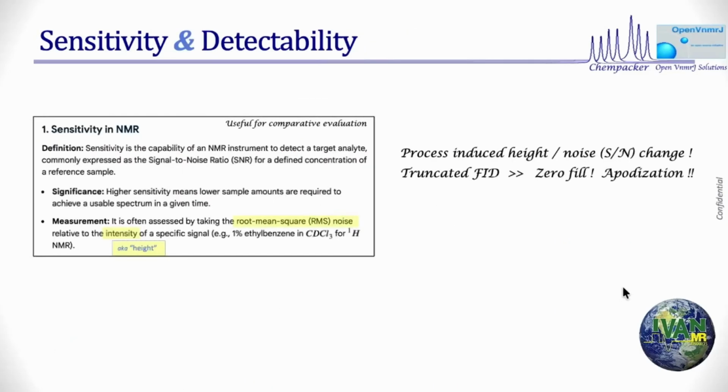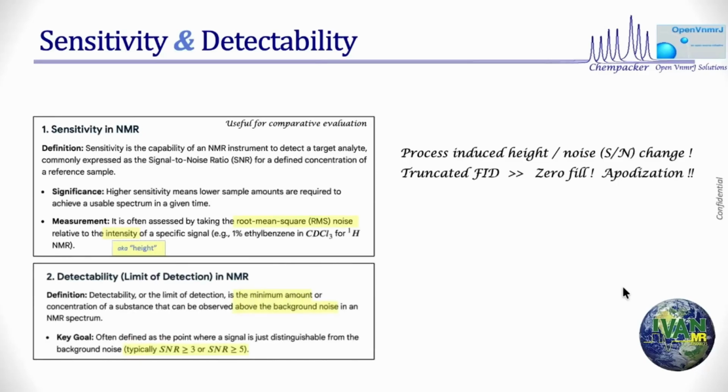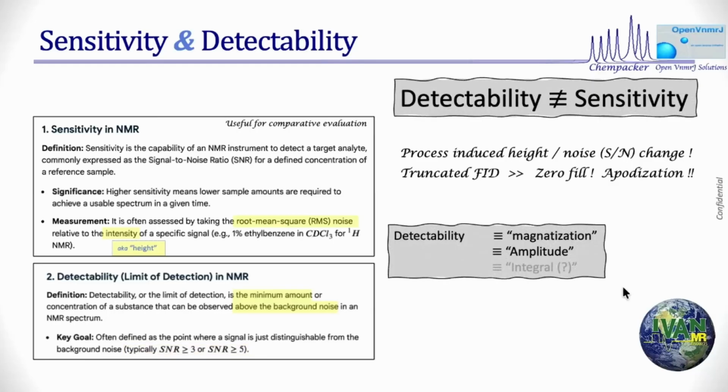Why am I here? Okay, I won't go there. Let's go back to detectability now. The problem with the definition of detectability is we define it as though it is a sensitivity number. We define it by saying a signal to noise ratio greater than X is my detectability. That is a fundamental problem. We shouldn't do that. I don't want to do that. Because detectability is magnetization, the amplitude of the magnetization. Nothing more, nothing less.